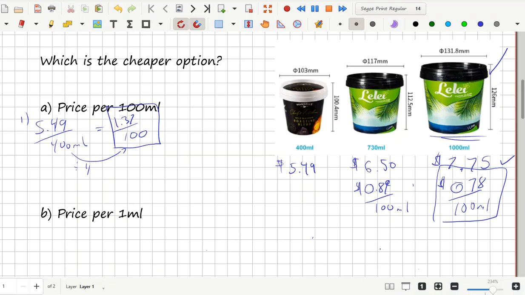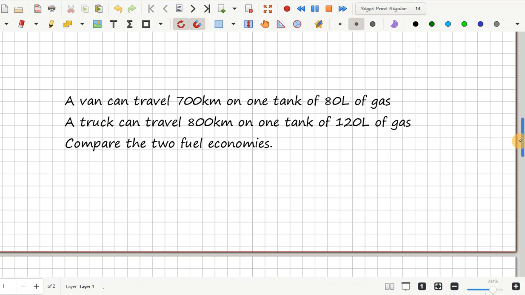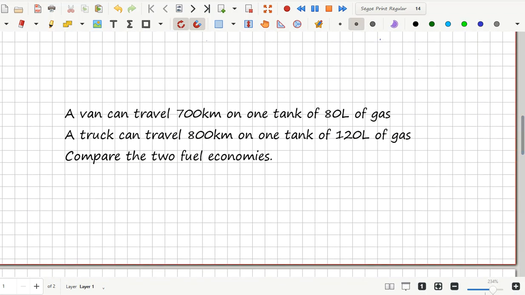But often if you go into a grocery store, you can look at the label and it'll tell you how much it is per 1 milliliter too. So that's helpful. Okay. Now we're going to look at travel and gas. So a van can travel 700 kilometers on one tank of 80 liters of gas. So we have a van, and it can travel 700 kilometers on 80 liters of gas, so 80 liters.